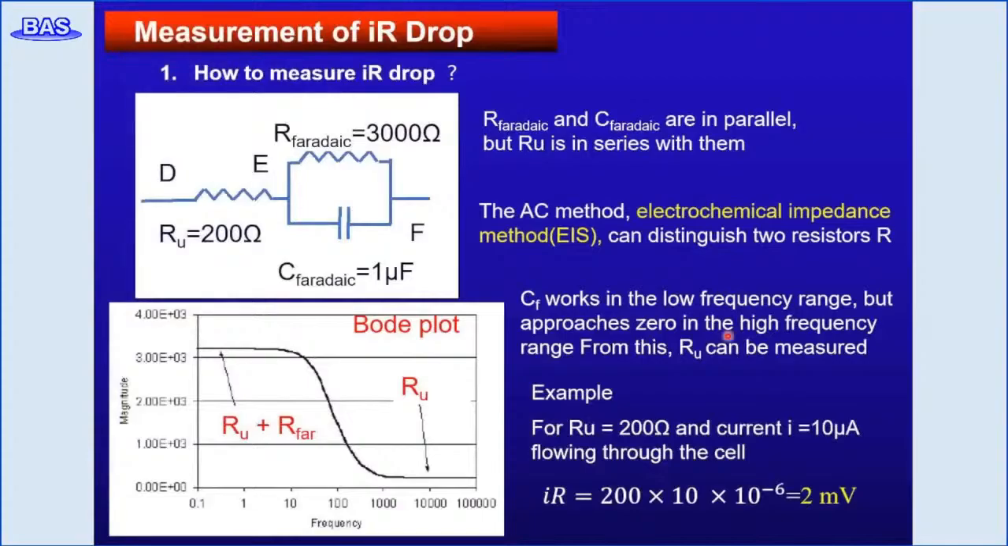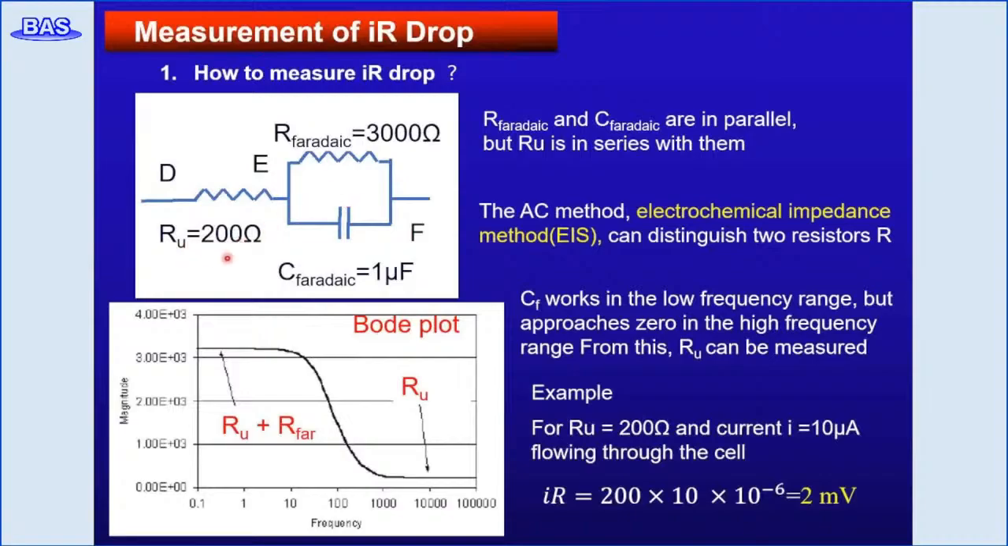Next, I will talk about how to measure the iR drop. There are several methods. There are two main methods, the AC method and the DC method. Let's talk about the AC method first. The relationship between the working electrode where the reaction occurs and the uncompensated solution resistance Ru can be expressed by the equivalent circuit shown here.